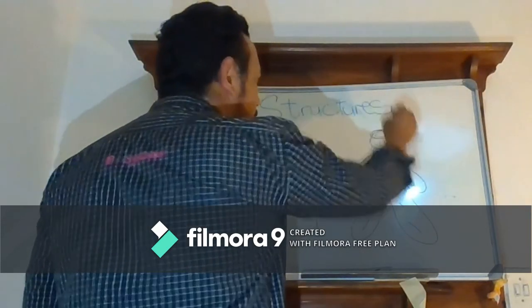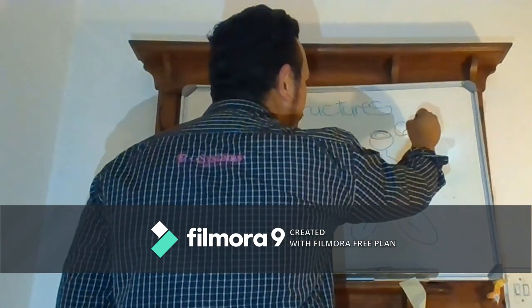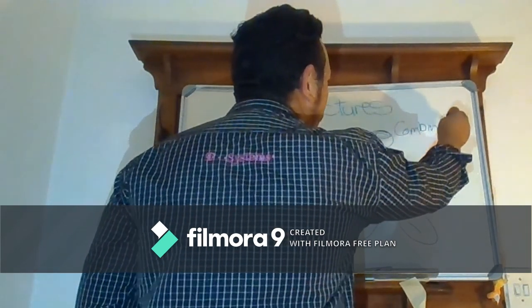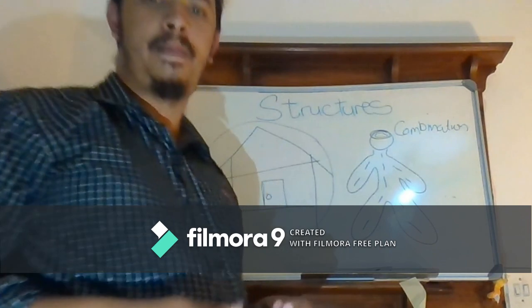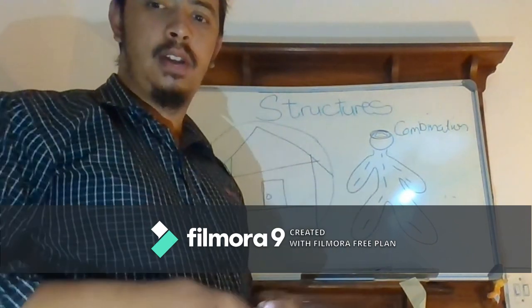A combination structure. So that is our lesson on the 4 types of structures, and I hope you learned something.